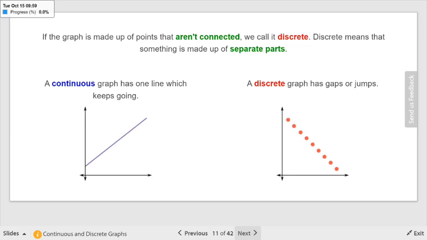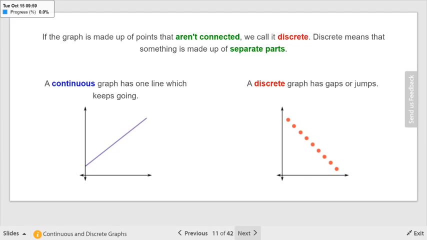Now look at this line. The first one, the purple line, is continuous because it's one continuous line, yeah? But look at the second one. The second one is just a line made up of a bunch of what? Dots. A bunch of dots. Do they touch? No. So it's just a line of dots. And that kind of graph is called discrete.